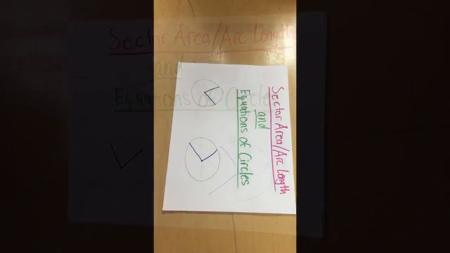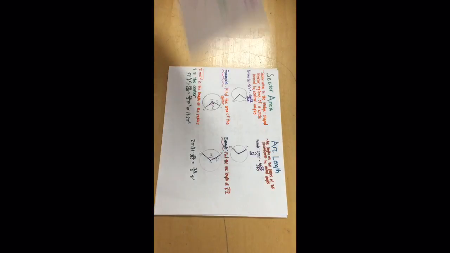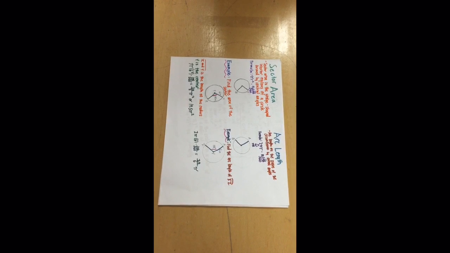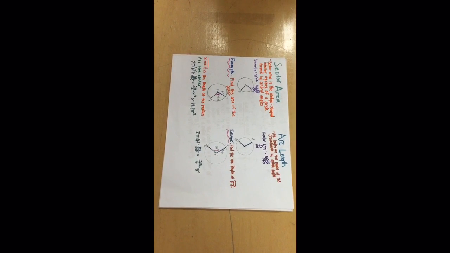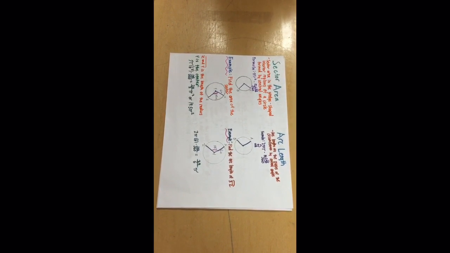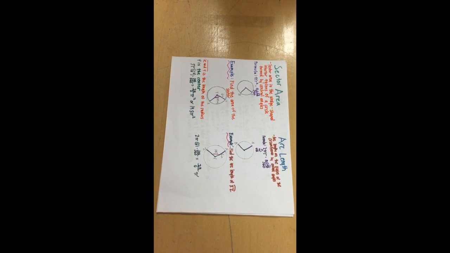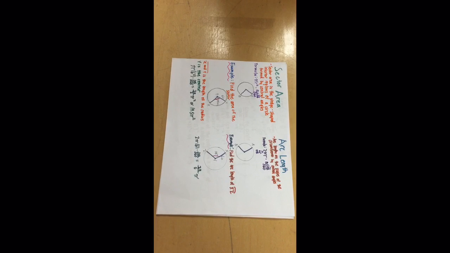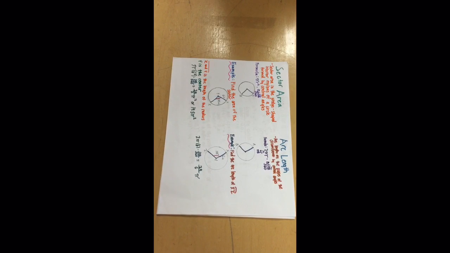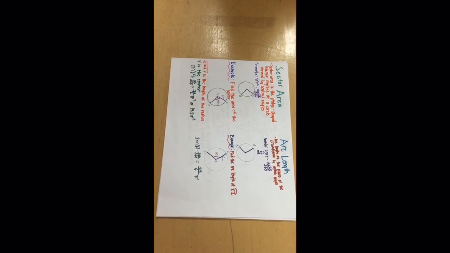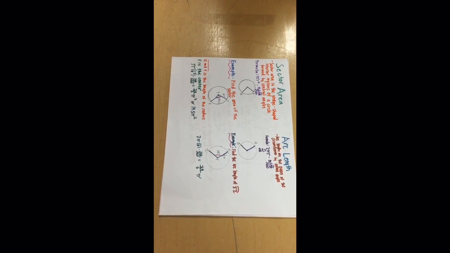Sector area, arc length, and equations of circles. Sector area. Sector area is the wedge-shaped interior region of a circle formed by central angles. The formula is pi r squared times the angle of AB divided by 360. Example, find the sector area of the circle. X and Y is the length of the radius, Y is the center.